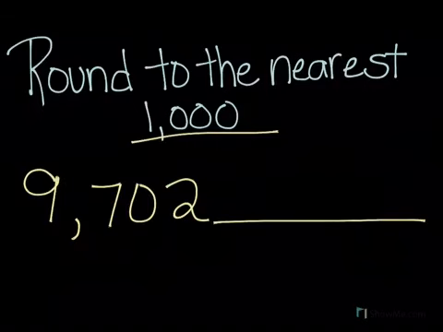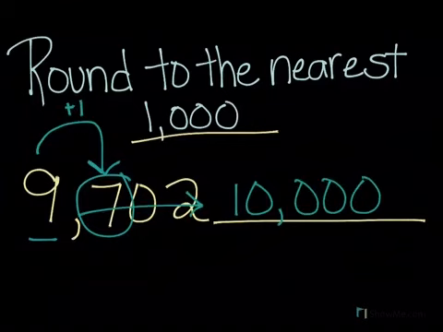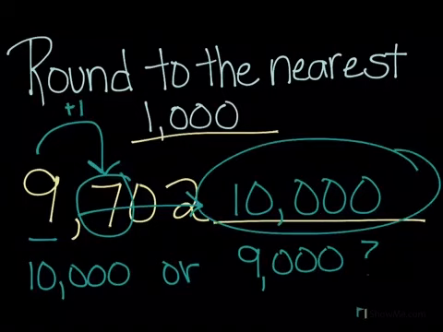Let's try another. Here we have 9,702. Go ahead and round to the nearest thousand. Underline your thousands place, draw your arrow to the right. We have a 7, which is bigger than 5, so I'm going to add 1. In this case, I have a 9, so it's going to become 10, comma. The rest becomes zeros. So basically, I was asking myself, is this number closer to 10,000 or 9,000? It was closer to 10,000.